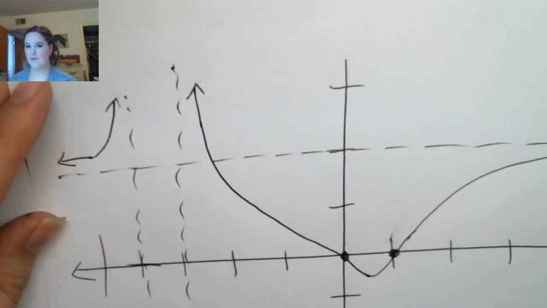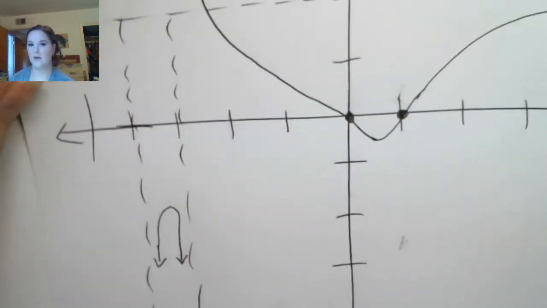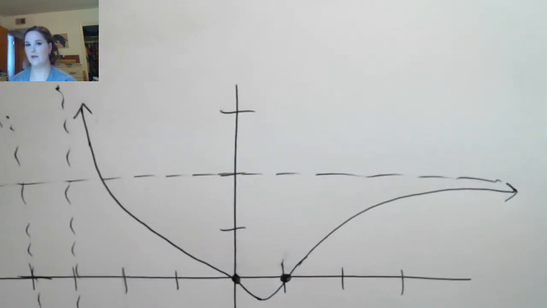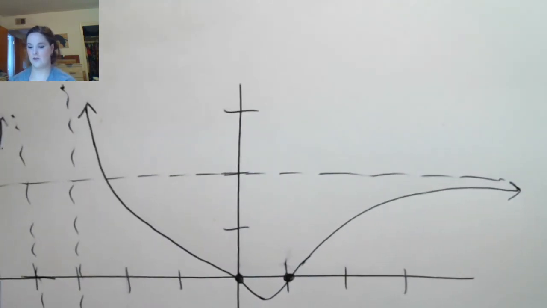Okay, so this graph kind of has 3 sections. This part up here, this part down here, and then this part over here. All right. One more example.